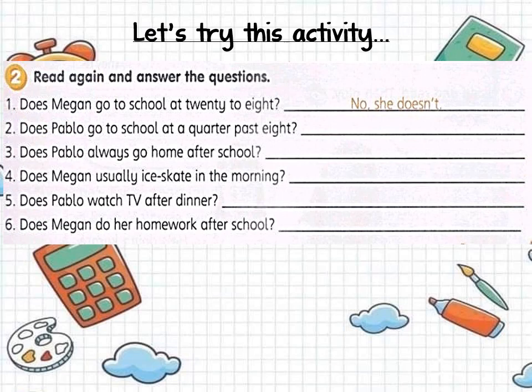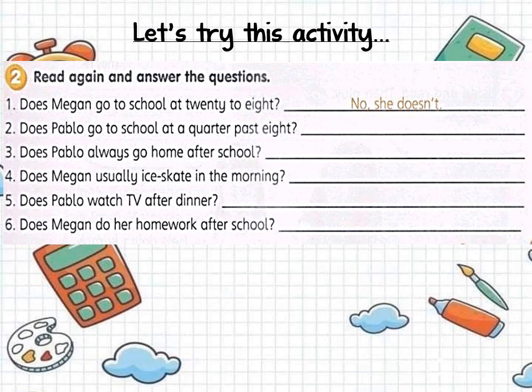Now let's try this activity. This activity is in your Get Smart Plus 4 book, page 9. Alright, read again and answer the question. Number 1, does Megan go to school at 20 to 8? No, she doesn't. So how do we answer this kind of question?